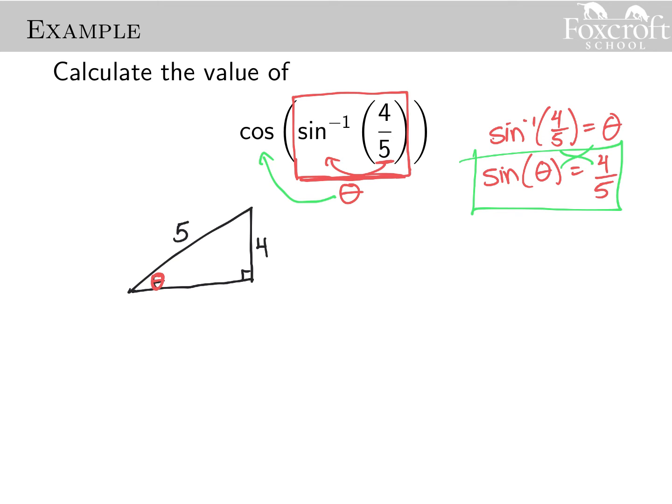And now we want to figure out cosine of that same angle. Well, cosine is the adjacent side over the hypotenuse. So now to finish this problem, we just need to figure out the adjacent side using the Pythagorean theorem.